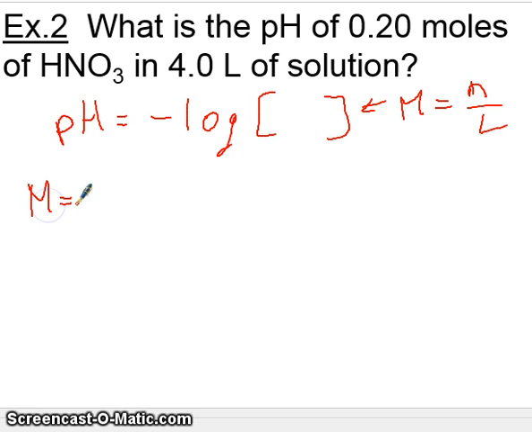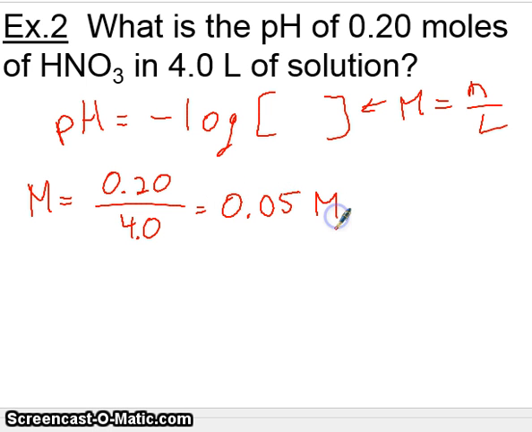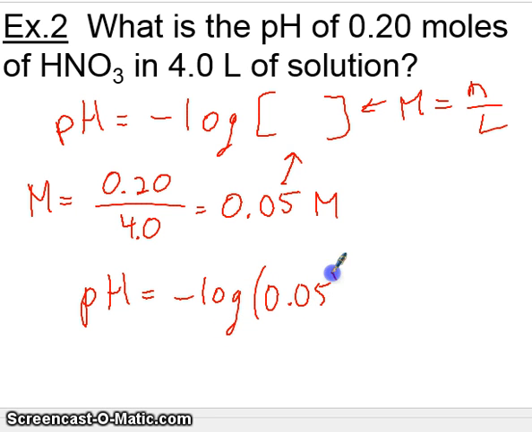So we'll have to first solve for moles per liter, for molarity. So molarity in this case is 0.20 over 4.0, because it's moles divided by liters. And if you divide these two numbers, you should get 0.05. And then we can plug this number into our pH. Our pH will end up being negative log of 0.05, which is, go ahead and plug this into your calculator. You should get 1.3 for the pH.